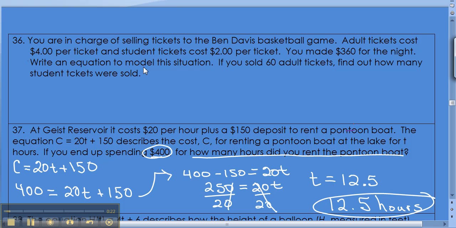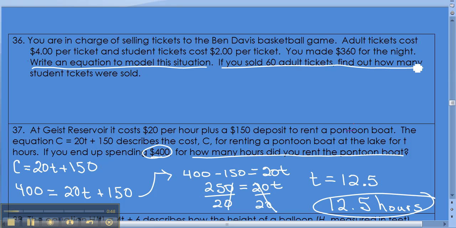This problem asks us to do two things. The first thing that it asks us to do is to write an equation to model the situation, and then it asks us to find out how many student tickets were sold if we sold 60 adult tickets. So the first thing we have to do is think about our equation.